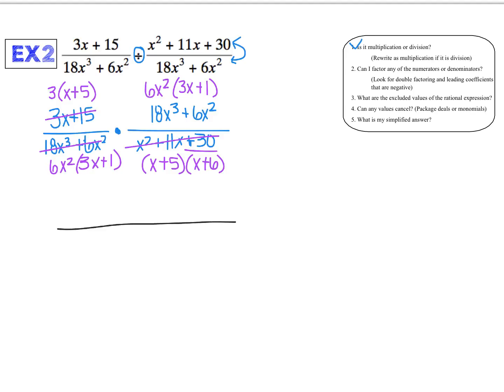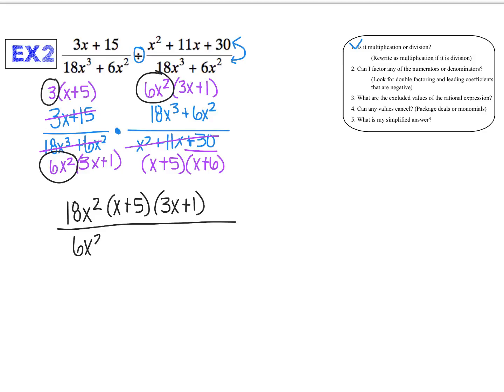So I'm going to multiply any loose numbers together. So over here I have 3 and I have 6x squared. So that becomes 18x squared. And then I've got x plus 5 and 3x plus 1. And then in the denominator, I just have that 6x squared. There's no other loose numbers. But 3x plus 1, x plus 5, and x plus 6.